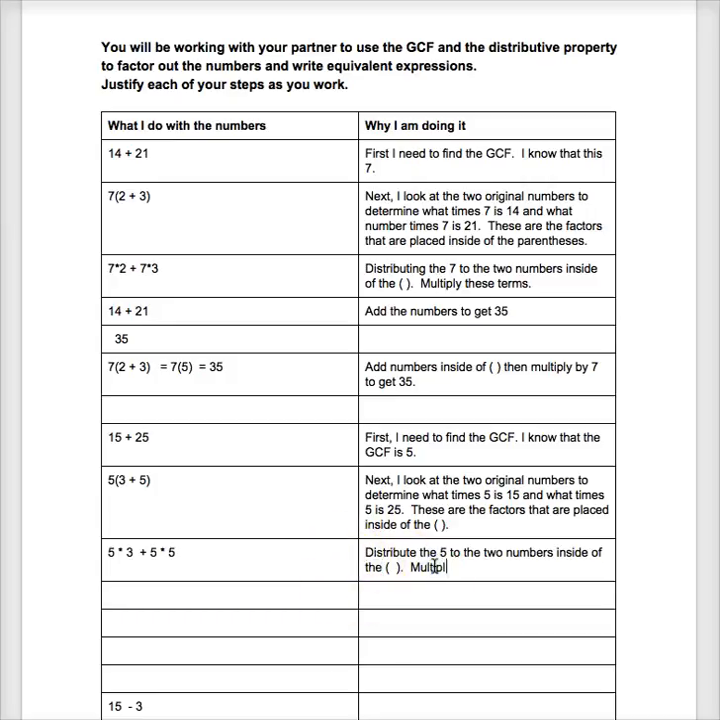Multiply these terms. And I get 15 plus 25. 15 plus 25 is 40. Okay. Add the products to get 40. Actually, I'm going to use products instead of numbers, because that's what I did: I multiplied, and the result you get when you multiply is not just numbers. It has a specific name, it's products.